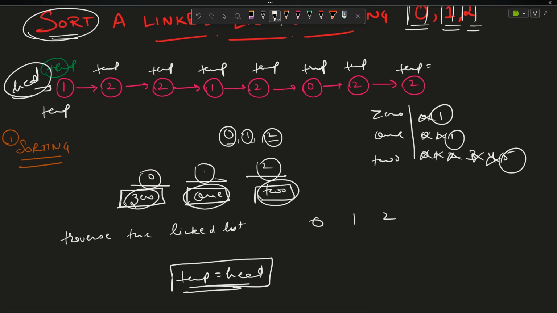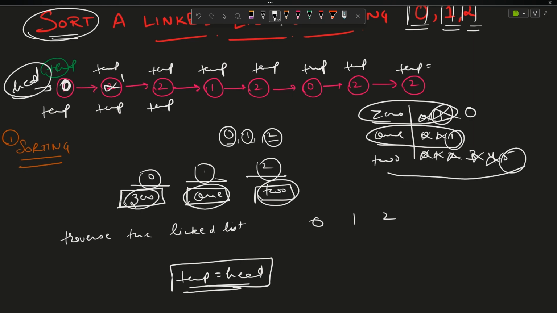Now my algorithm says for the first zero number of nodes, it will be 0. So change the value to 0 here and move your temp to next. Temp comes here and you can see my zero count has now turned to 0 because of the decrement. For the number of 1 nodes, set it to 1. So 2 becomes 1 now and temp comes here.